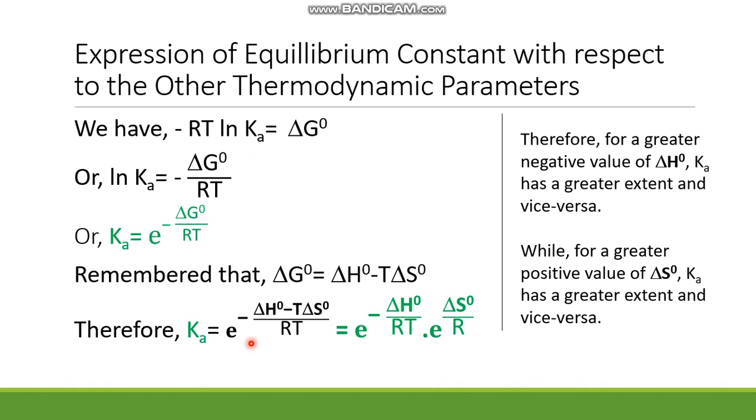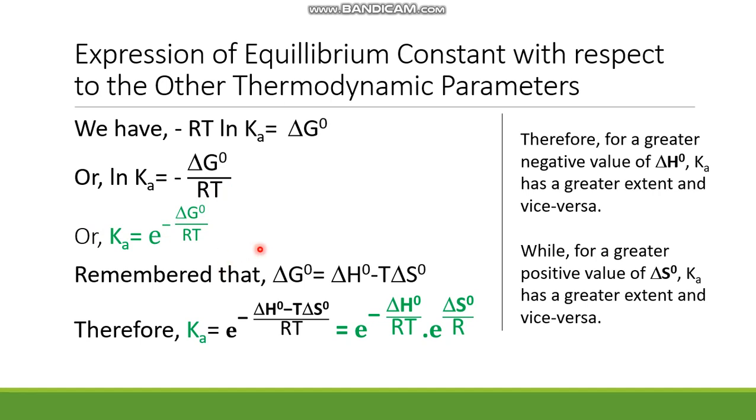Now the expression of the equilibrium constant with respect to other thermodynamic parameters such as entropy and enthalpy. One more little thing. We already have delta G0 equals minus RT ln Ka, or rearranging this equation we get ln Ka equals minus delta G0 by RT, and if you eliminate the logarithmic term, it goes to the exponential power. So we get Ka equals exponential of minus delta G0 by RT. This is also a very important expression.